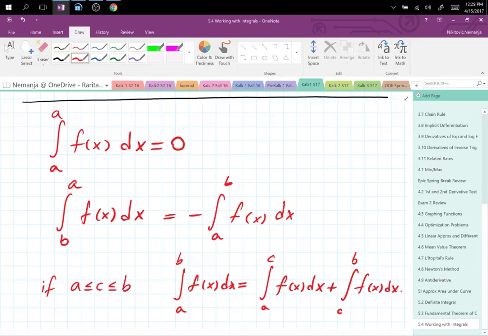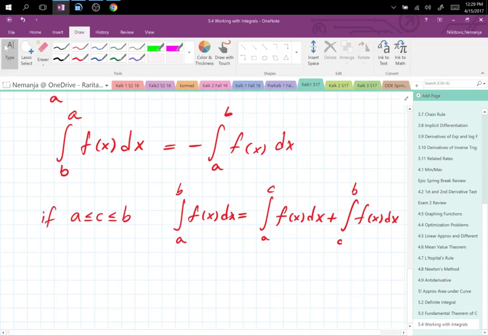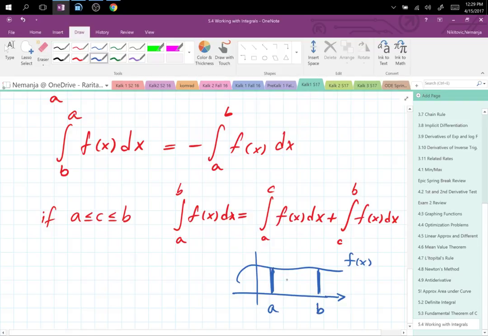Now, for that one, the proof is very easy because you can draw a pretty picture. If you draw some arbitrary function f of x and you have a to b and you pick c somewhere, well, area 1 plus area 2 is still the overall area. It doesn't matter where between a and b you pick to cut. When you compute those two integrals, they will add up to the same integral as if you did it from a all the way to b.